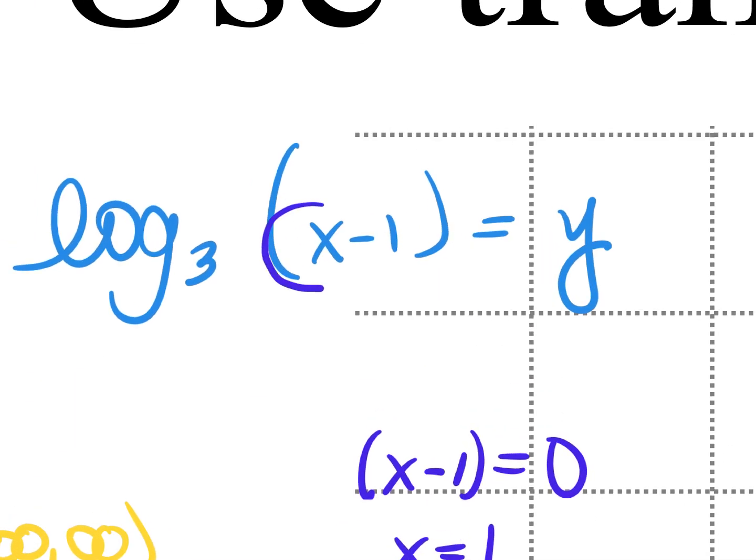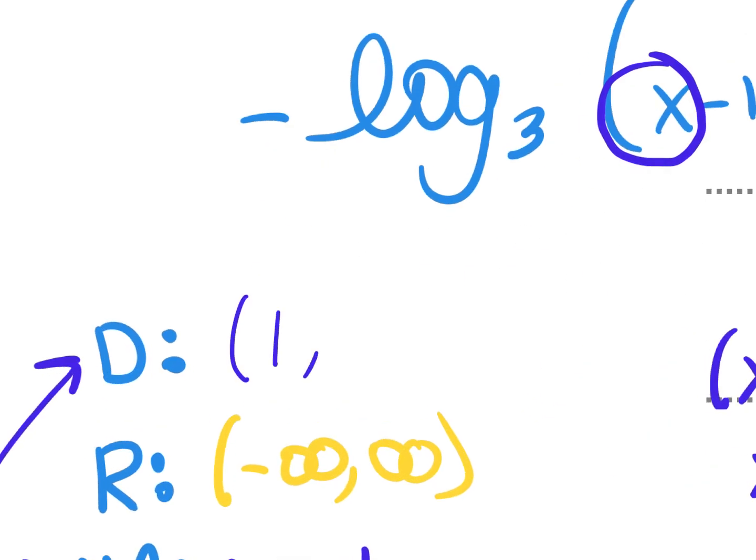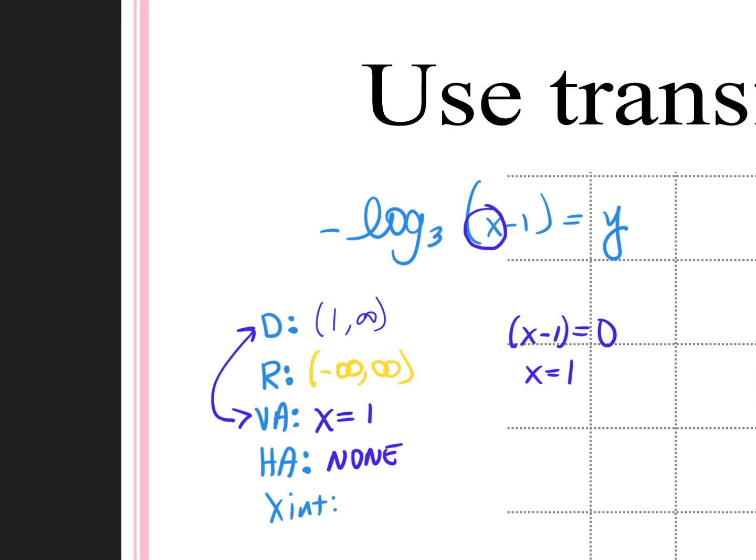Is this positive or negative? Not the negative out in front. Inside. Is that positive or negative? Positive. So you know that your domain is going to be from the asymptote to infinity on the right-hand side. Now, again, if you don't see that, you're like, what? That's okay. Watch. I'll show you how you can get it right.